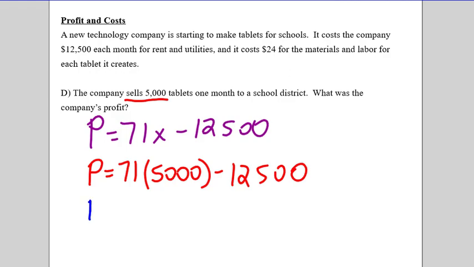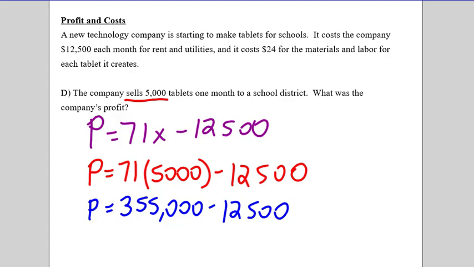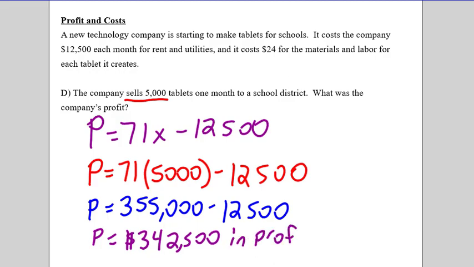Now, 71 times 5,000 is $355,000. And then we need to subtract out the fixed cost for the month, which would show us that they're going to make $342,500 in profit this month based on that single sale.